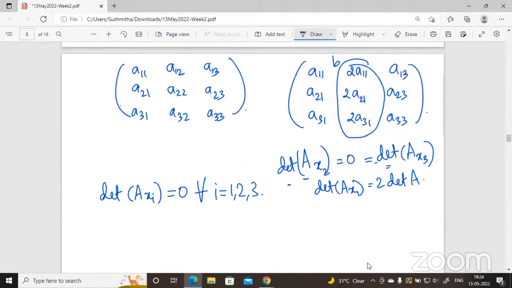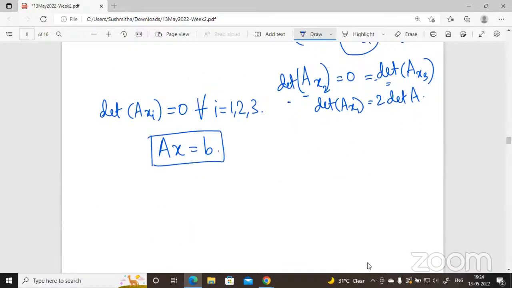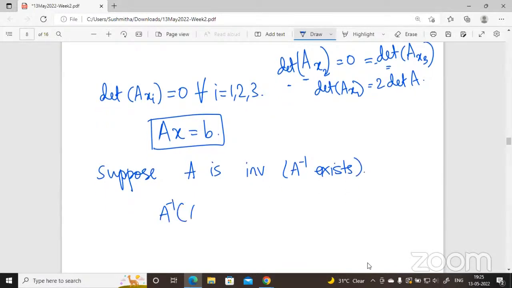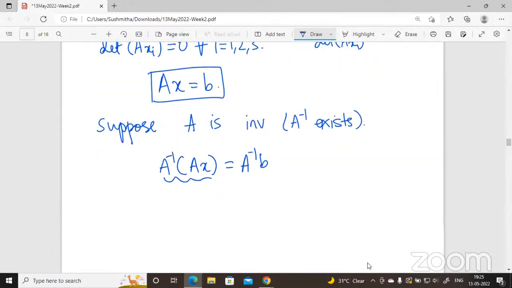Okay, tell me this. I have AX is equal to B. This is my system of linear equations, right? Yes. Suppose A is invertible, which means that A inverse exists, right? Yes. What can I tell about A inverse of AX? This is going to be A inverse B, right? I'm multiplying A inverse on both sides. What is X? A inverse B. So do you agree that when the matrix is invertible, this is the only solution to the system of linear equations?